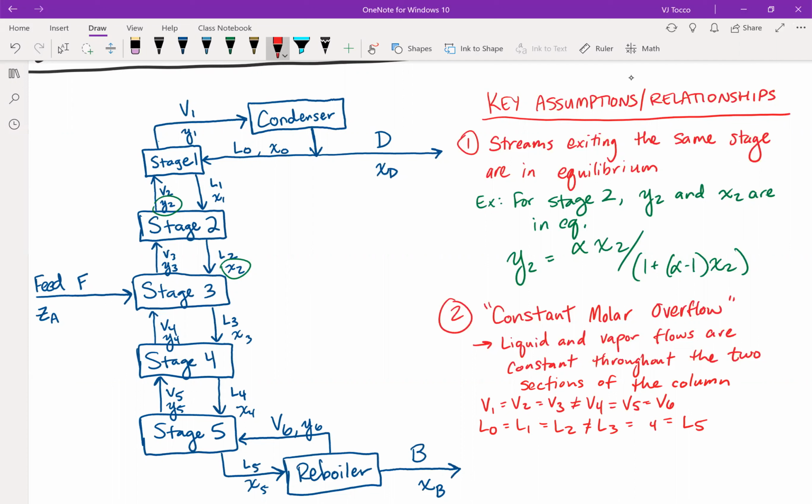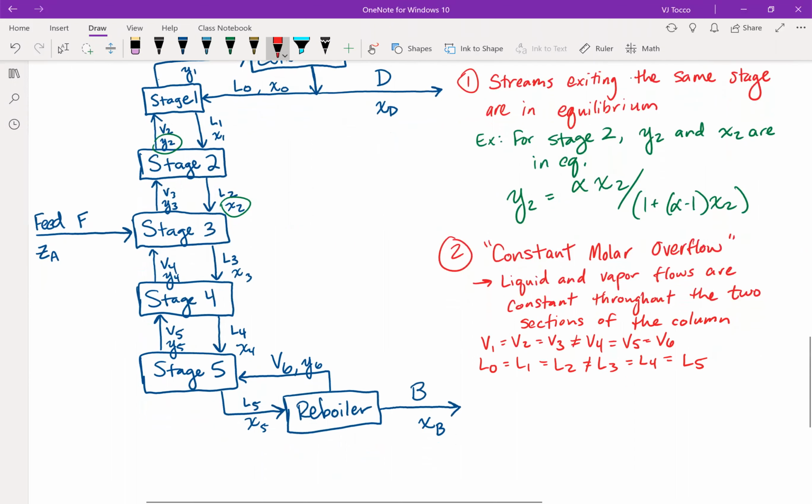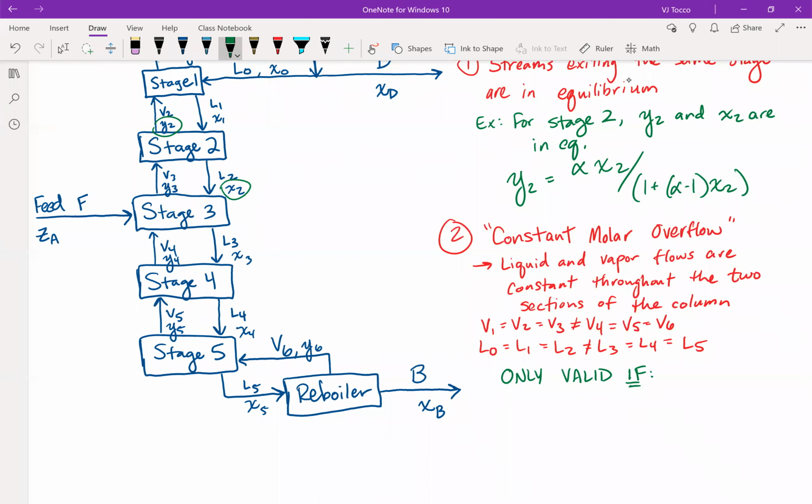So this may seem like a very strange assumption. Why can we go ahead and assume that? This is an assumption that really makes our life easier, but this is only valid if the following conditions are met. Number one is that the column has to be adiabatic. So there has to be no wasted energy. In other words, every stage has to be well insulated. Adiabatic column is one assumption.